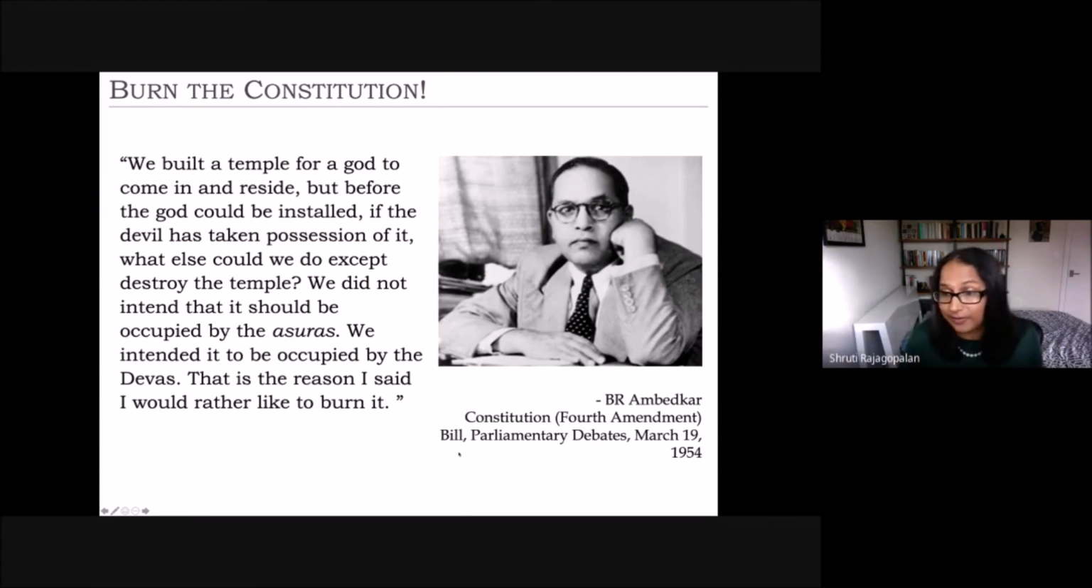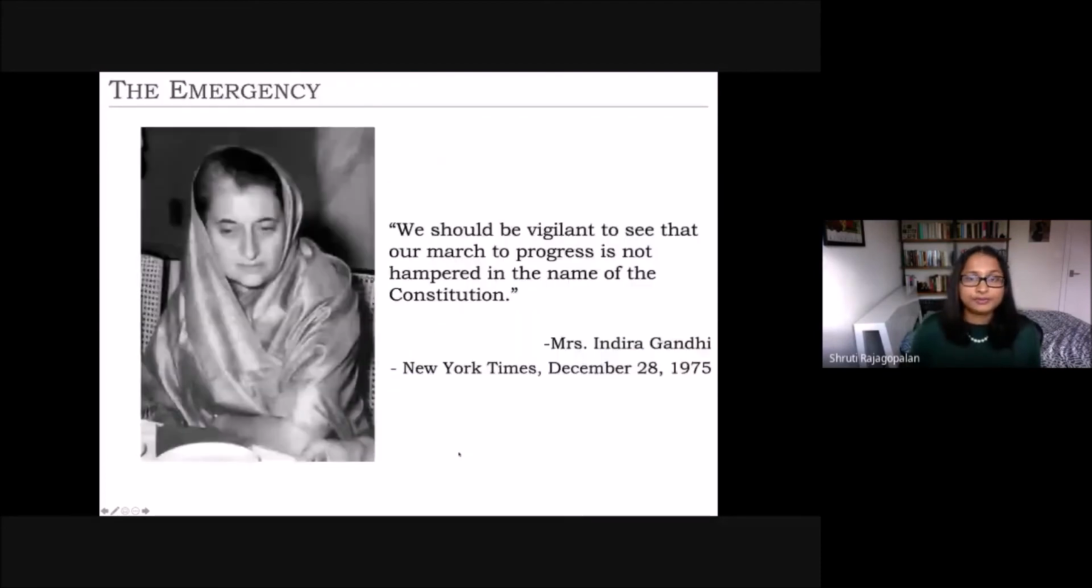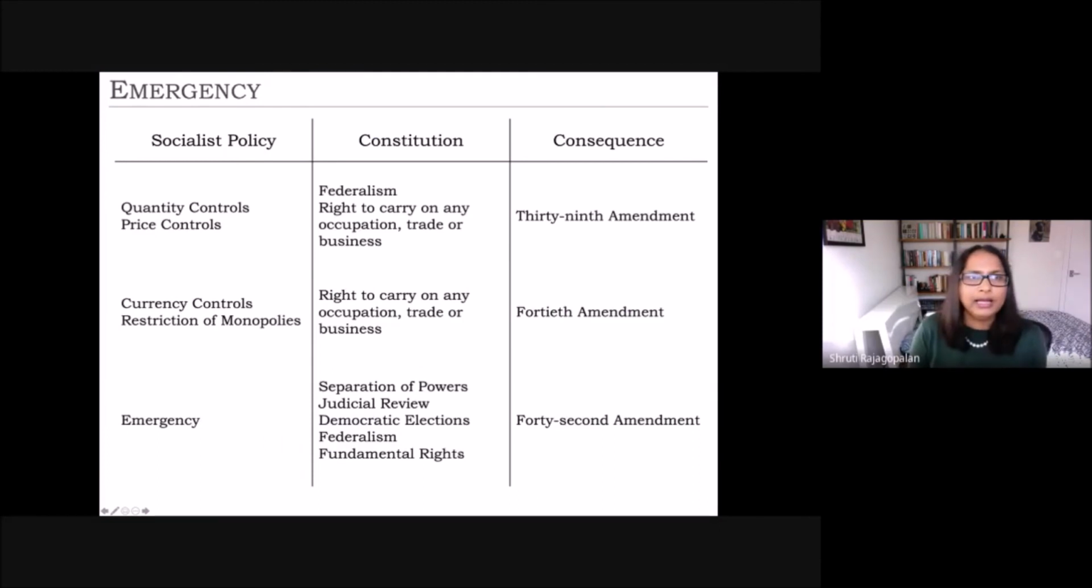This is well before Mrs. Gandhi does anything, right? The emergency sees the worst of it, right? Mrs. Gandhi says we should be vigilant that the march to progress is not hampered in the name of the Constitution. Even Mrs. Gandhi is aware that progress in socialist terms requires the Constitution to take a step back, right? During the emergency, she does more of the same, right? There are price and quantity controls in the 39th Amendment. There are currency controls, monopoly restrictions. This is your FEMA. This is FERA at that time, MRTP, things like that.